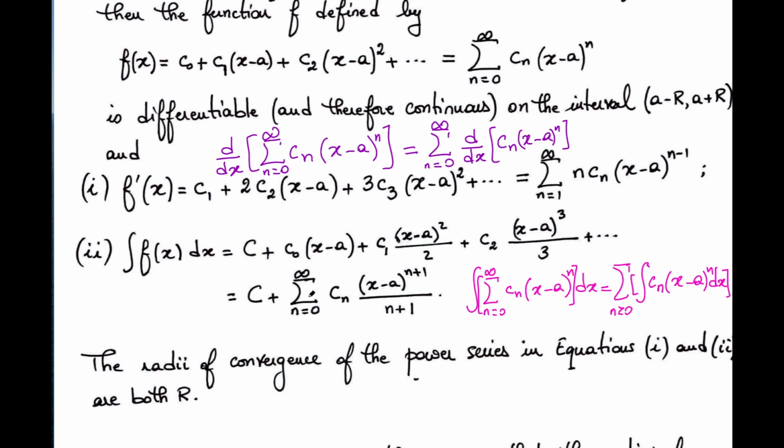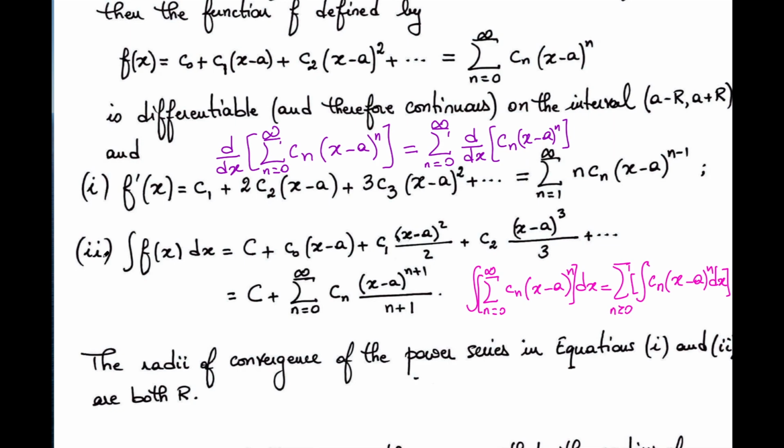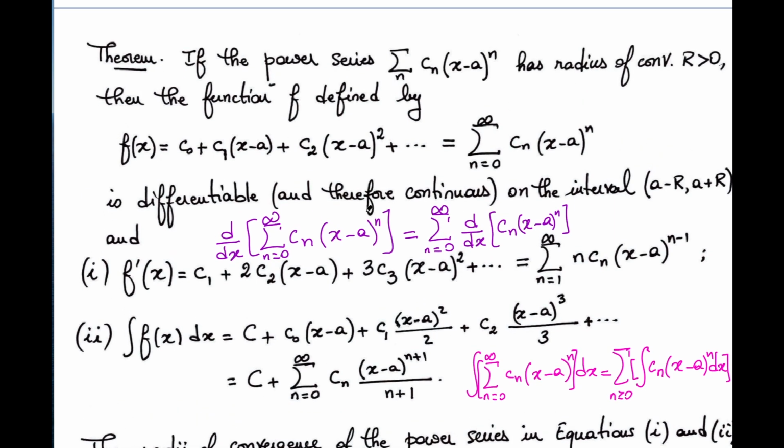The last part of the theorem says the radii of convergence of the power series in equations 1 and 2, so in those two guys, are both R. And what's R? It's the radius of convergence of the original series.